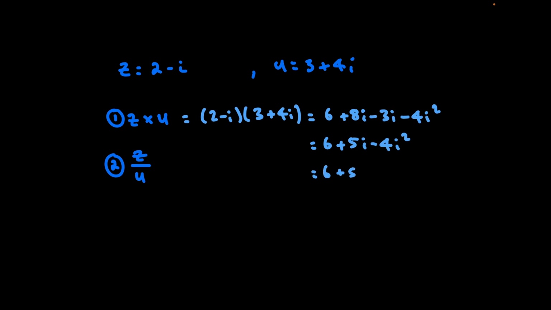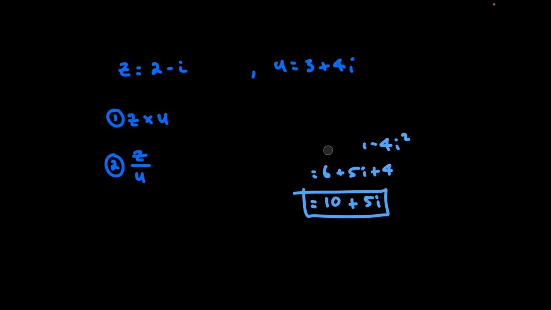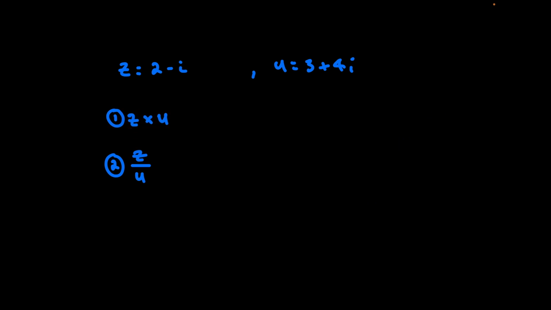So we get 6 plus 5i plus 4. So our final answer in Cartesian form is 10 plus 5i. That is our solution to multiplying two complex numbers together. And if we wanted to divide two complex numbers in their Cartesian form, so in this case z divided by u, we can rewrite this as 2 take i divided by 3 plus 4i.